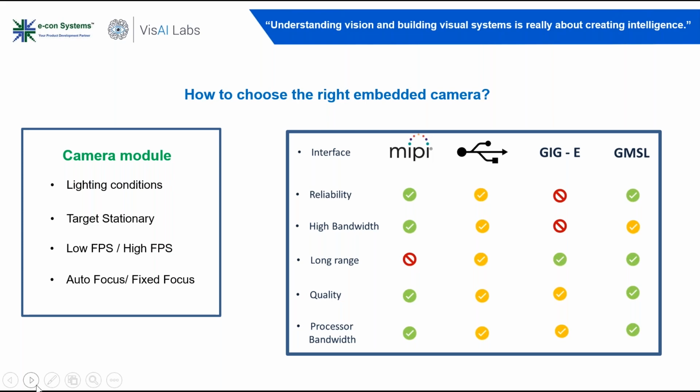GigE is the next one on the list. If you are looking for a longer cable length, then GigE would be the best choice. It can go for several meters, but it cannot support higher bandwidth. GigE cameras will always provide an H.264 encoded stream, so the quality may not be good enough for the application. GMSL is a SerDes method for transferring MIPI data over a longer cable.